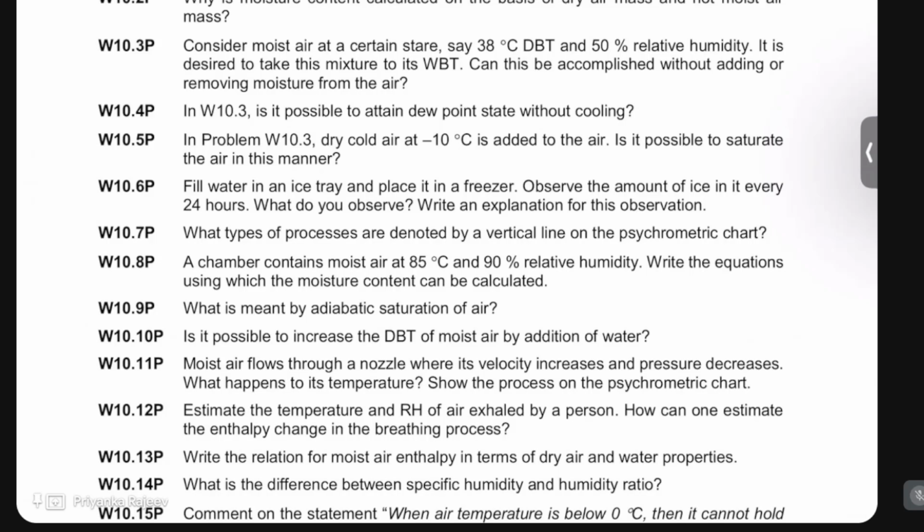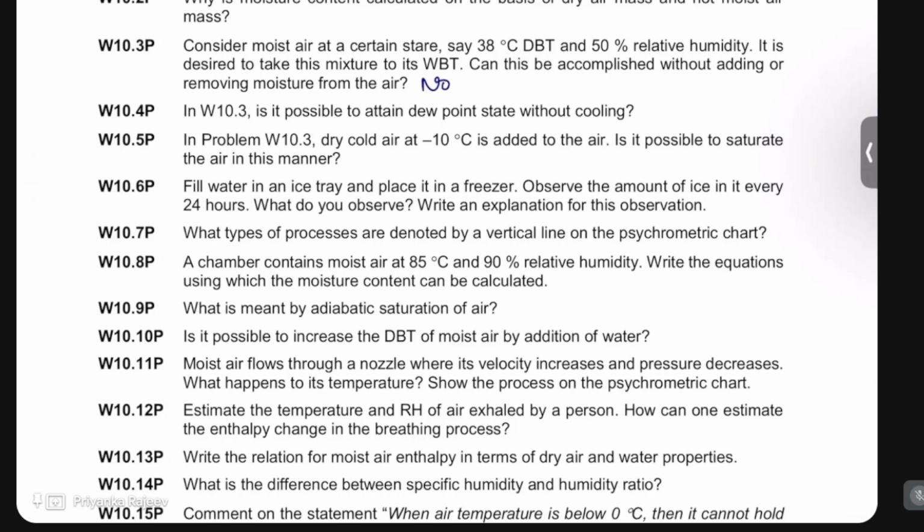So, adiabatic saturation process, if we recall that, we will understand: if you cool the air adiabatically by evaporating water, the WBT is achieved. Do you think without adding moisture? No, you add moisture through evaporation, right? So without adding or removing moisture is not a possibility, because to reach WBT you usually need to add moisture via adiabatic cooling. So the answer would be no.